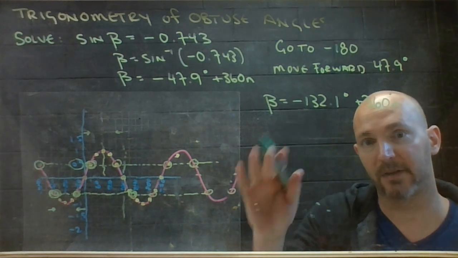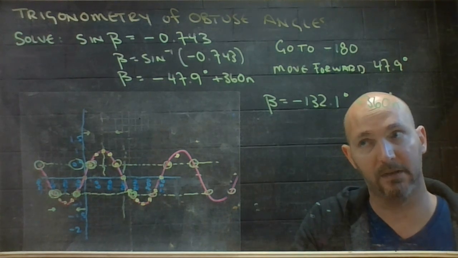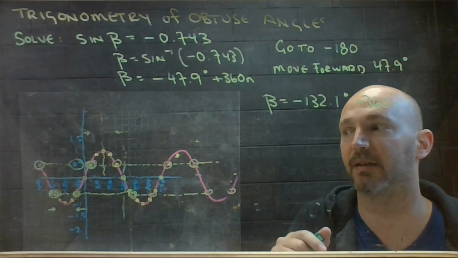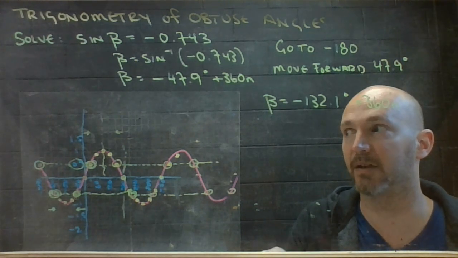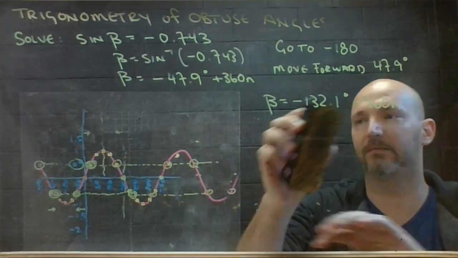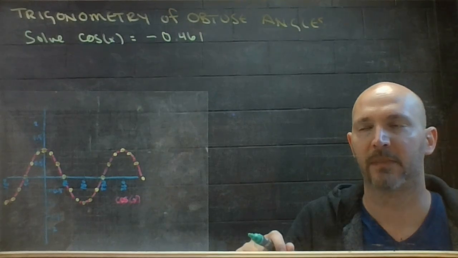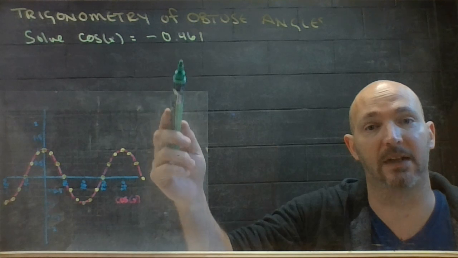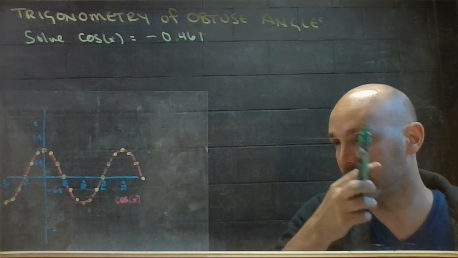Okay, I'm going to clear this off. We'll try a cosine that's positive, and I'll let you think about a cosine that's negative, and then we'll do a tan that's negative, and I'll let you think about a tan that's positive. So I changed my mind a little bit. I'm going to do a cosine that's negative, and then we'll do a tan that's positive.